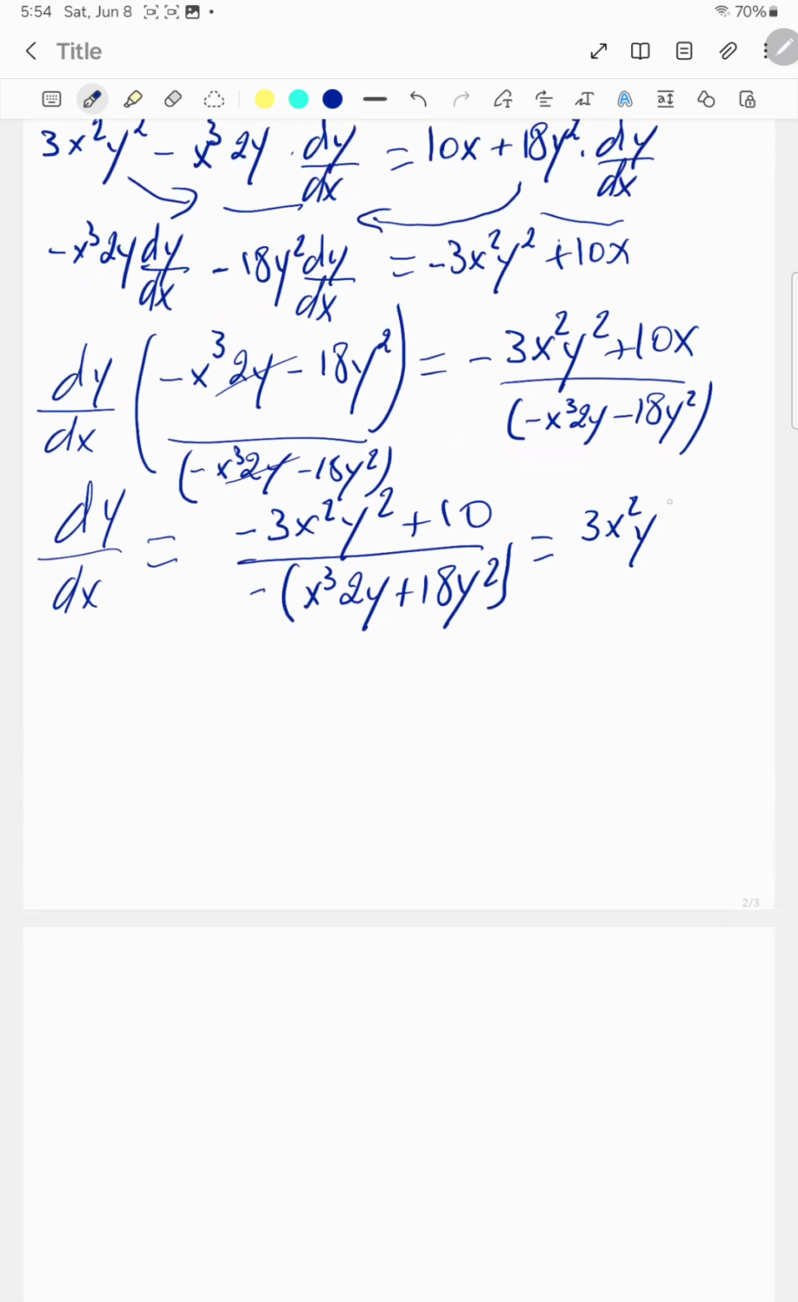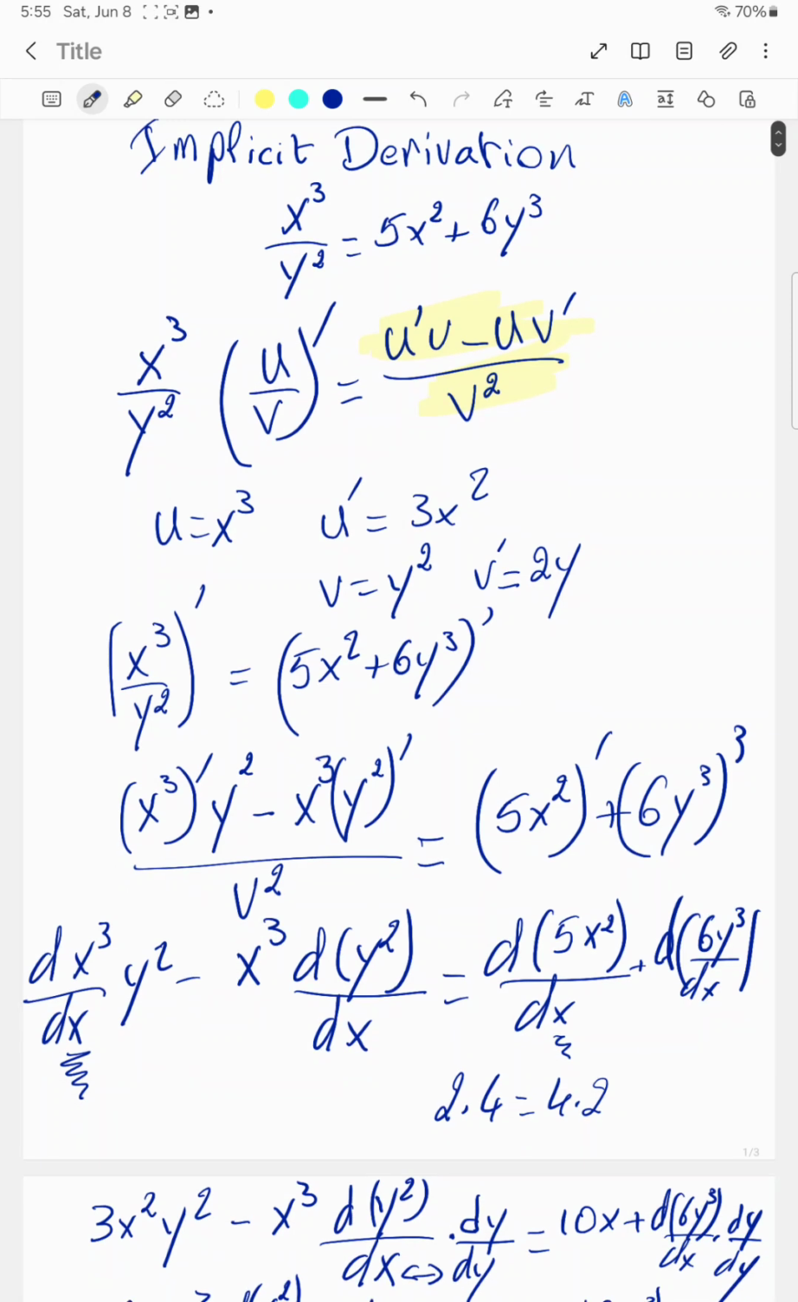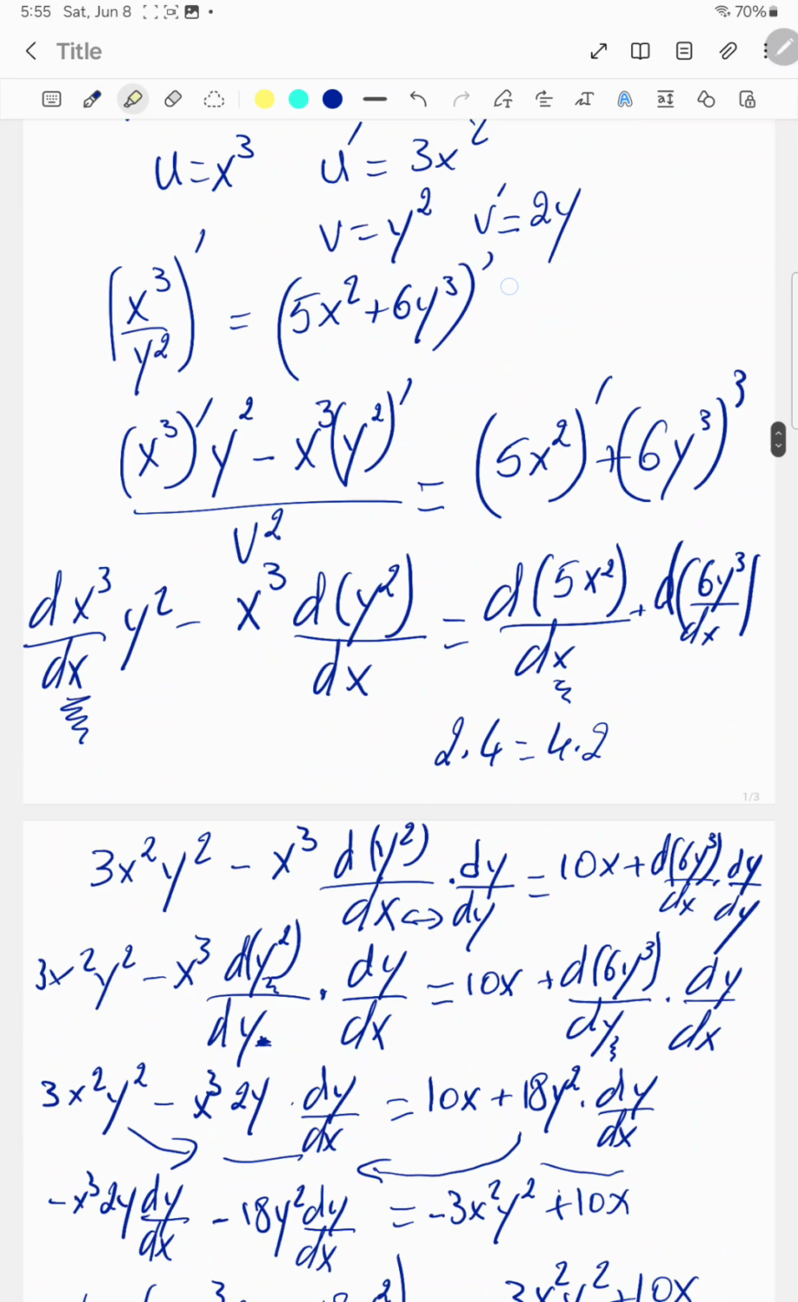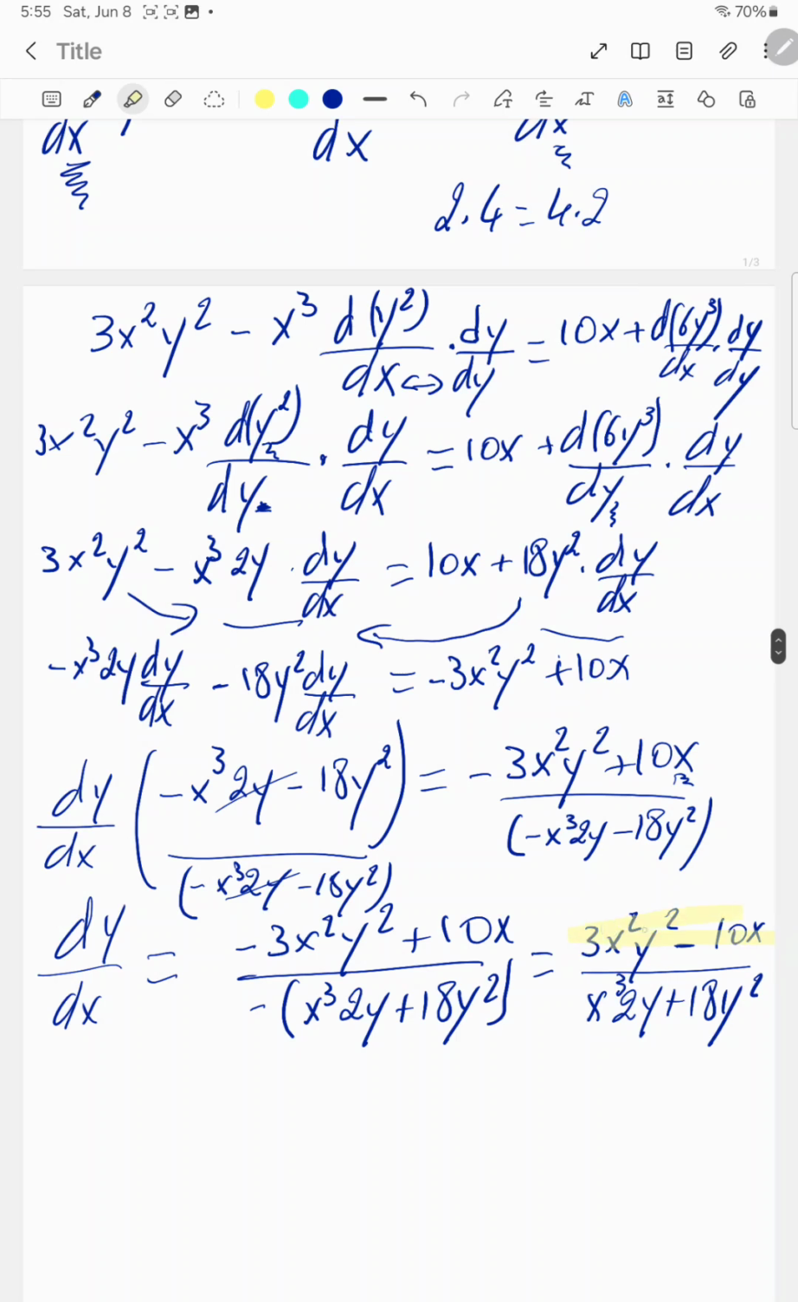So it becomes 3x squared y squared, there is an x here, minus 10x, because I multiplied the numerator by minus, and the denominator I will multiply by minus, it becomes x to the power of 3 2y plus 18y squared. So that would be the answer of the implicit derivative of that function. The implicit derivative of that function is equal to this.